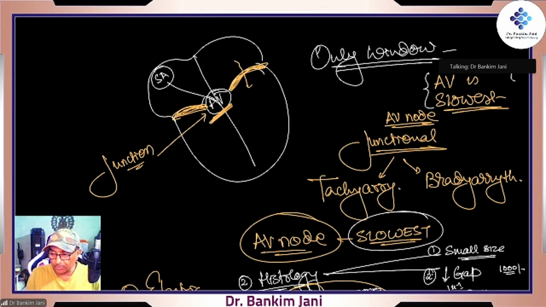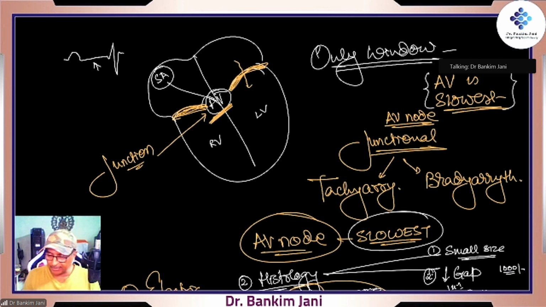The AV node is the slowest. It is slowest because it gives us the time to fill up the left ventricle and the right ventricle. So in the ECG we see the P wave, and then time passes. This is the point where it is filling up, and then the left ventricle and right ventricle contract, and we get the QRS complex. Right? So that's the whole idea.